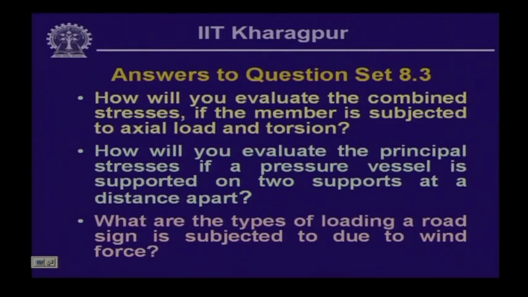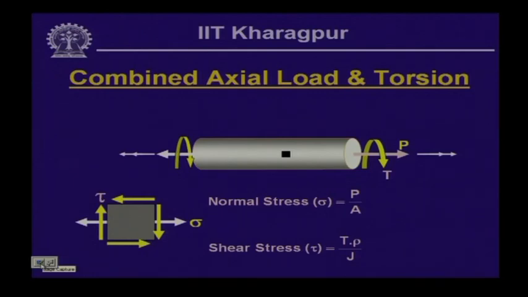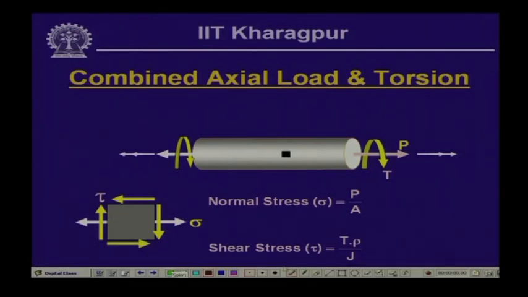Well, now let us look into the questions which were given in the last lesson. The first question was: how will you evaluate the combined stresses if the member is subjected to axial load and torsion simultaneously? In the previous lesson we had discussed the concept of combined stresses, and you had seen that if a particular member is subjected to an axial pull P along with a twisting moment T, then what will be the effect of this combined loading in the member.